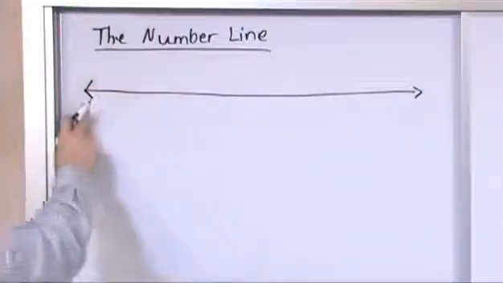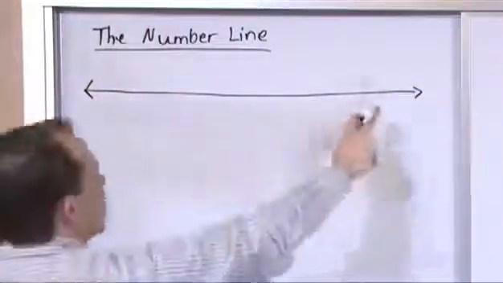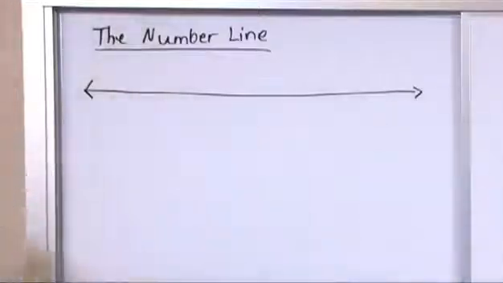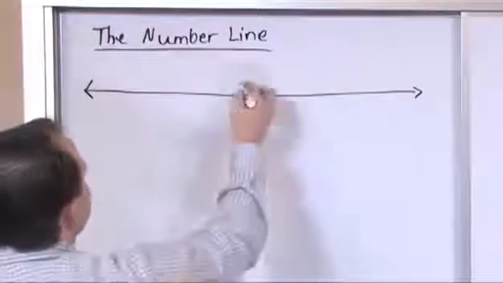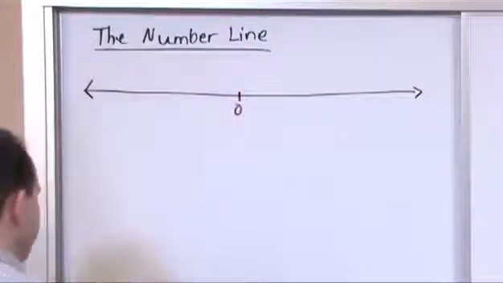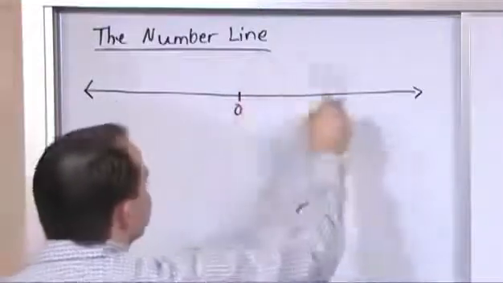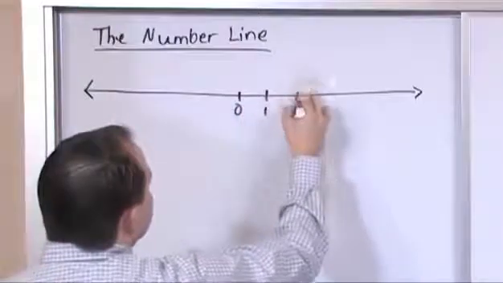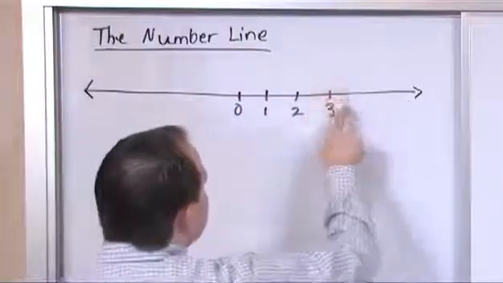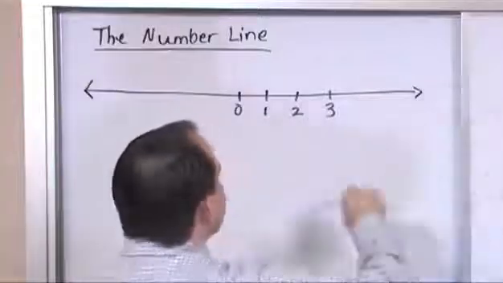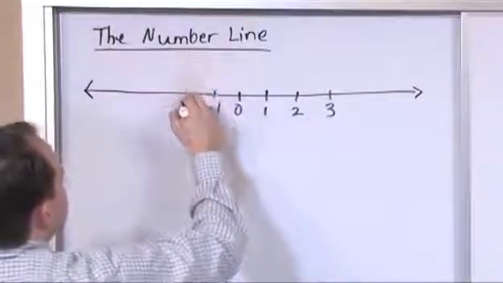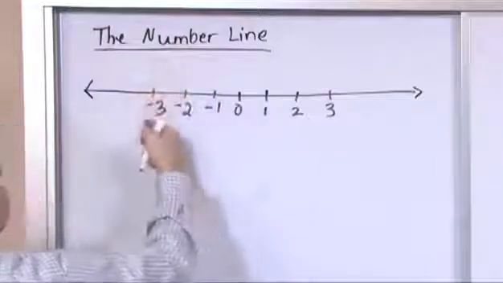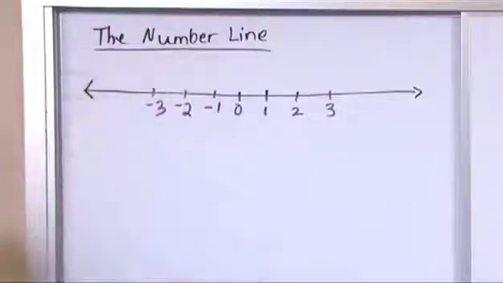It's a line. The little arrow means it goes on forever, and the other little arrow means it goes on forever that way. In the middle of the line, you always have to have a reference point. You always have 0 in the middle. Going this direction, you have your positive numbers, 1, 2, 3, 4, 5, 6, 7, 8, 9, 10, and they go on forever. I'm only going to draw these. Going the other direction, you have -1, -2, -3, -4, -5, and they go on to negative infinity.